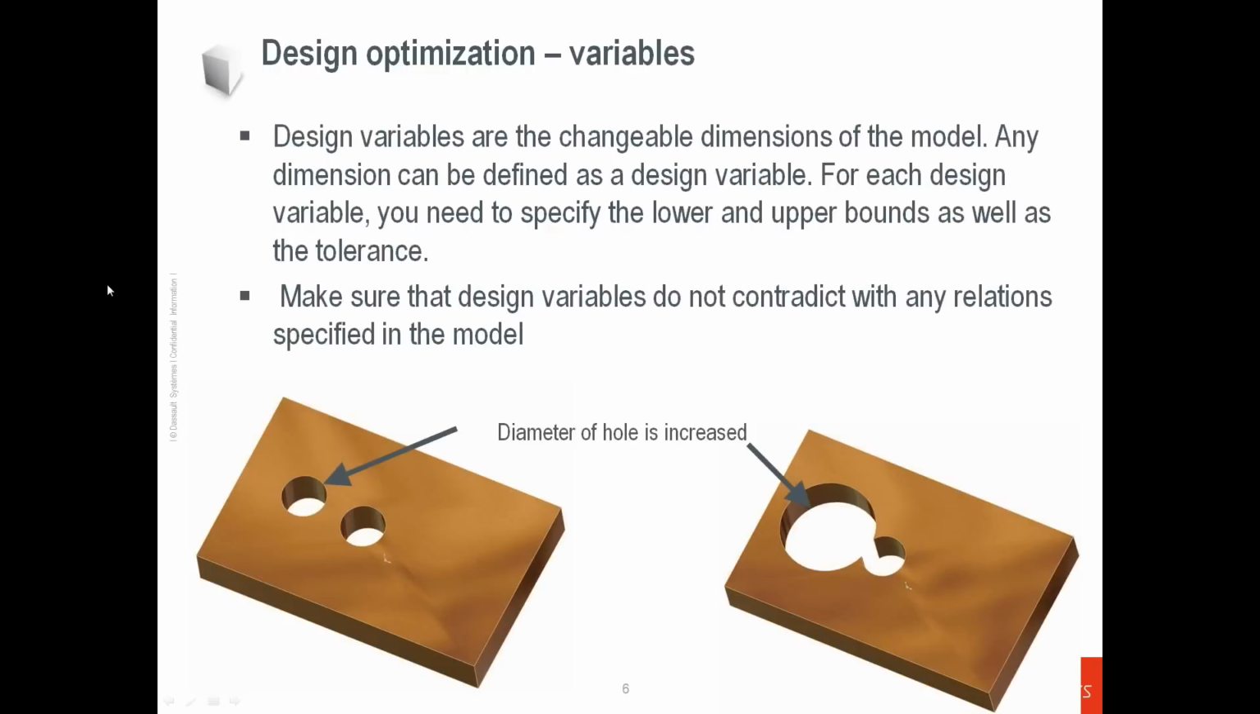Variables are changeable dimensions of the model. We can simply pick any dimension as a design variable. We can pick any values we put in our material property as a design variable. But one very important note here, we need to make sure that the design variable does not contradict any other relation specified in the model.